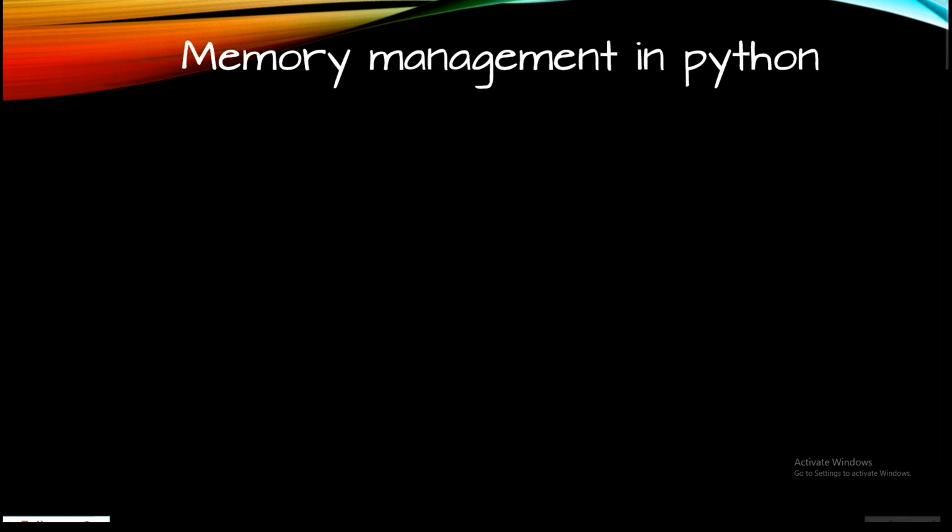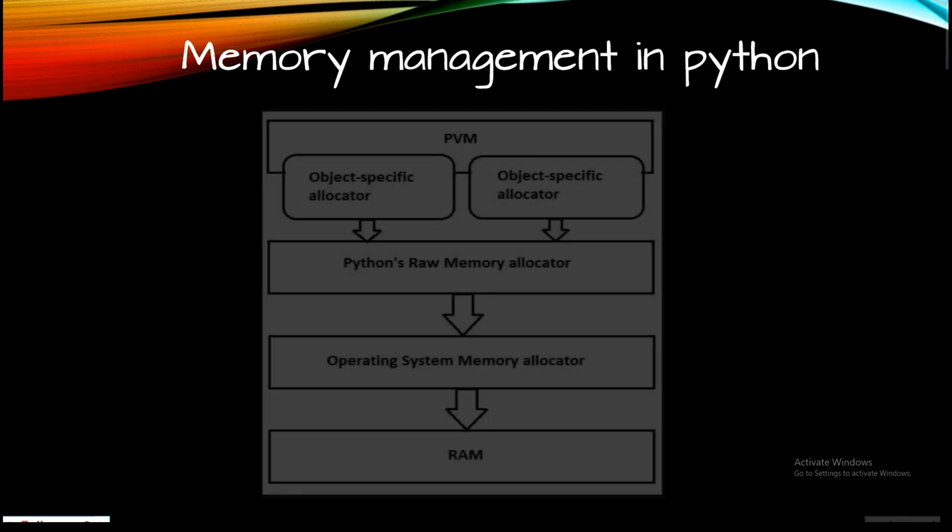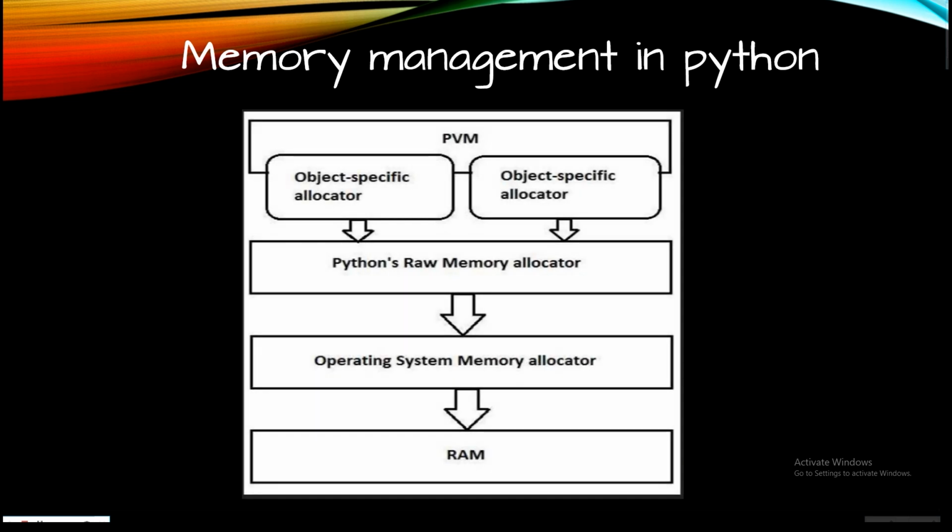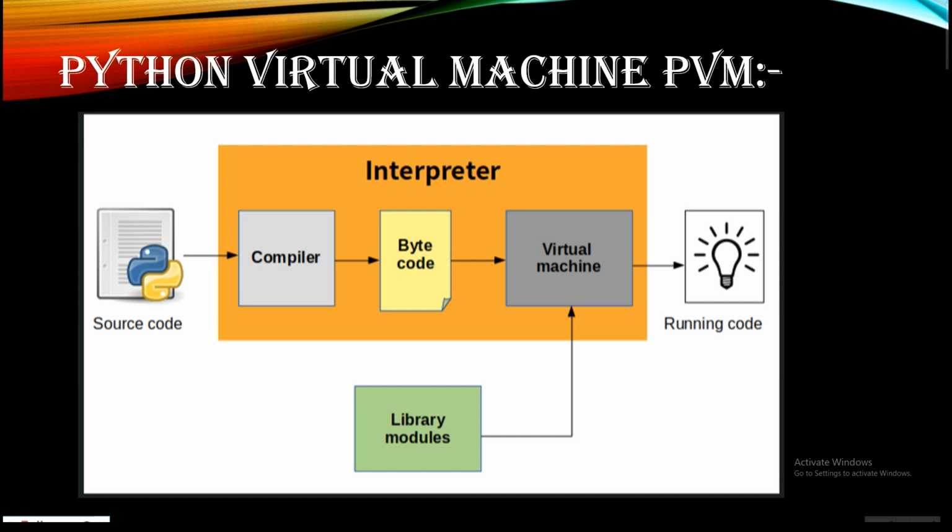Memory management in Python. In C or C++, the programmer should allocate and deallocate memory dynamically during runtime. For example, to allocate memory, the programmer may use the malloc function, and to deallocate memory, the free function is used. But in Python, memory allocation and deallocation are done during runtime automatically. The programmer need not allocate memory while creating objects or deallocate when deleting the objects. Python's PVM will take care of such issues.